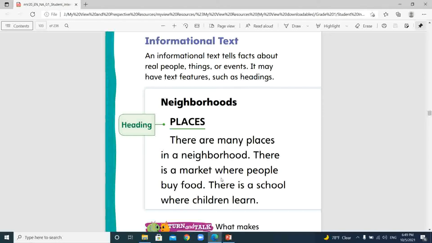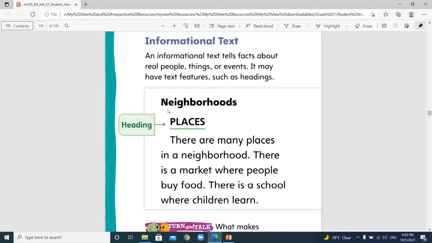Okay, let's make it easier. So, what is the name of the story? Neighborhoods. Here is a short story. To give you an idea what the story is about, it gives you a heading. It says places. So before you read this story, you will know that the story is about places in a neighborhood. So the heading is like a small title that tells you what this story or this paragraph will be about. It will be about places that are found in neighborhoods. You'll find it on top of a paragraph.